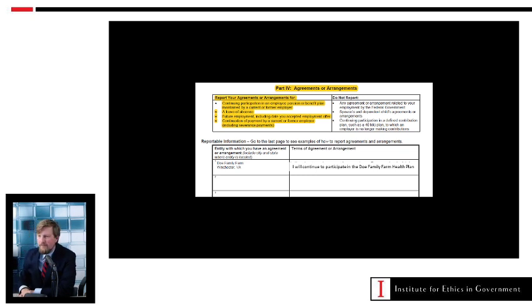Well, one thing I wanted to highlight too is that with Parts 3 and 4, the outside activities, outside position provisions and the agreements and arrangements, it's only the filer's interests in these types of things that are required to be reported in those parts of the form. But if you remember back to Part 1, we didn't have an indication one way or the other with respect to the 401k, with respect to the Doe family farm, whether that was the filer's holding or the spouse's holding.